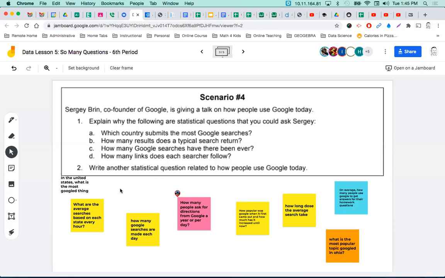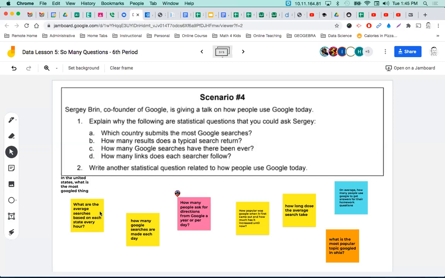All right, so let's look at these. In the United States, what's the most Googled thing? And I think it'd be interesting to look at what the most Googled thing is in each country. That would definitely be interesting, because what interests people changes from country to country. So I'd be curious about that one in the United States.